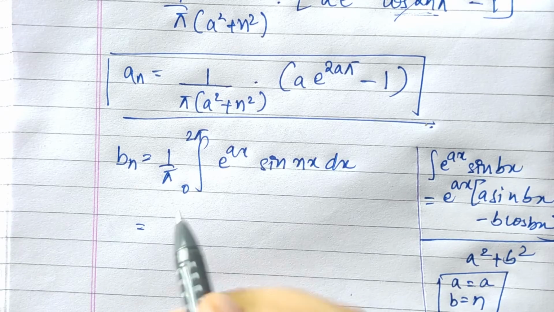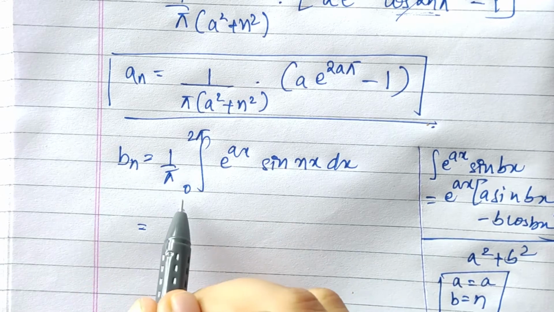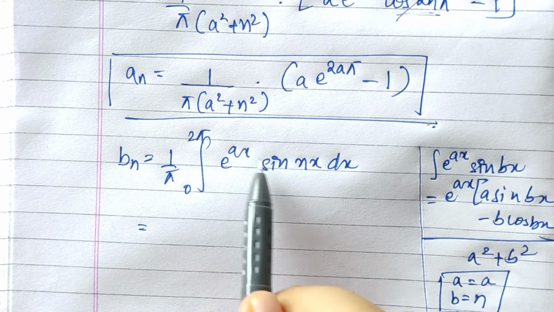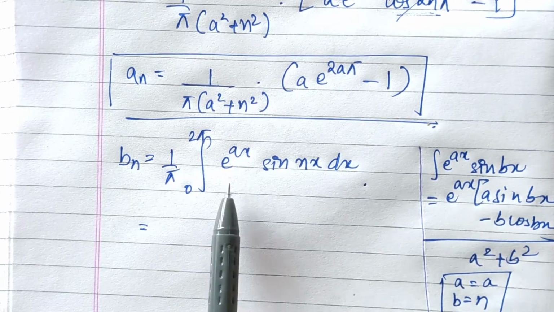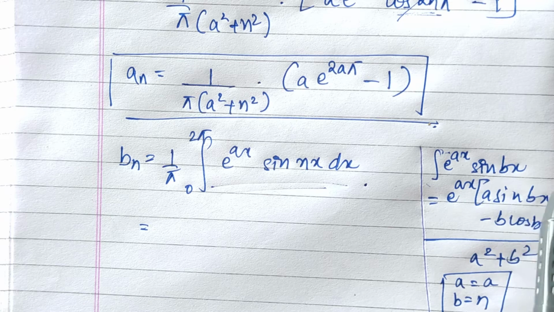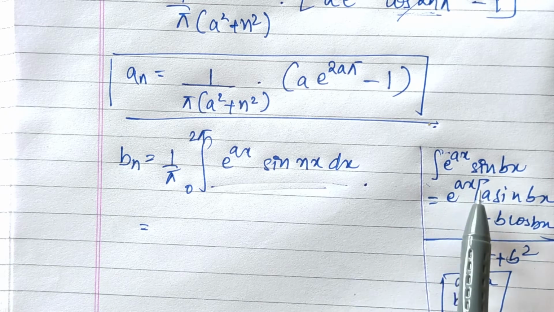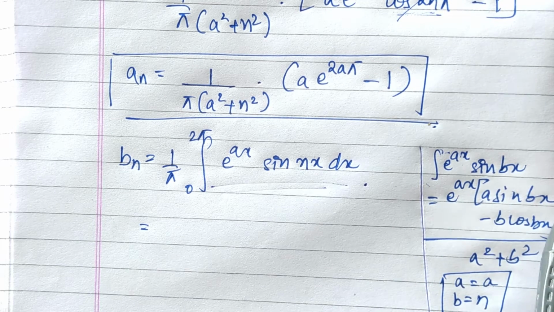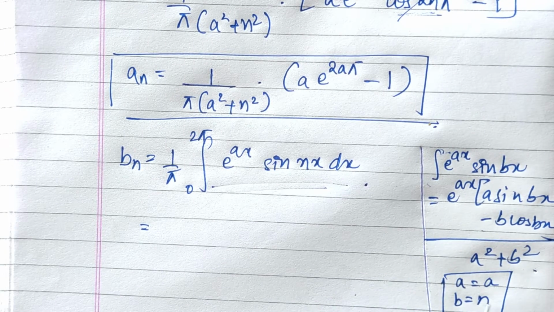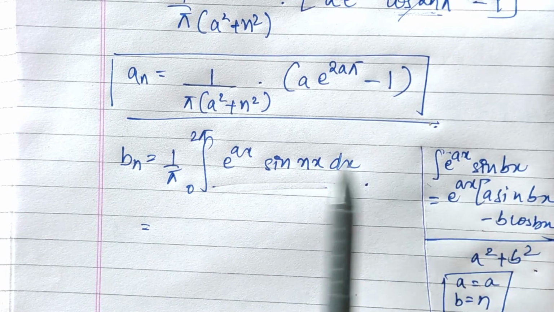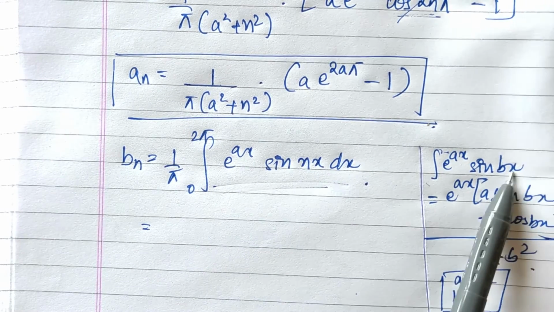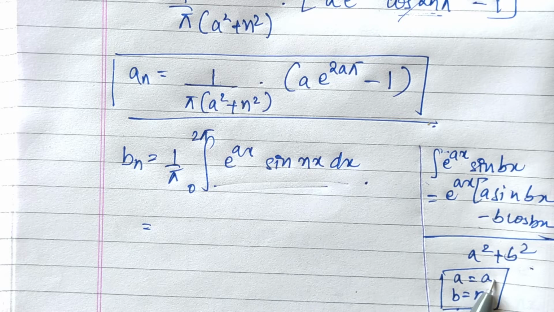Then we'll move on to bn. Bn is equal to 1 by pi, definite integral of 0 to 2 pi, e power ax sin nx dx. We also have a formula for this. Please make a note. Definite integral of e power ax sin bx dx is equal to e power ax into a sin bx minus b cos bx divided by a square plus b square. So now when we compare these two formulae with the equation which is given to us, we can see that b is equal to n and a is equal to a, right?